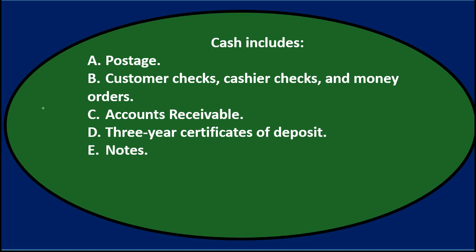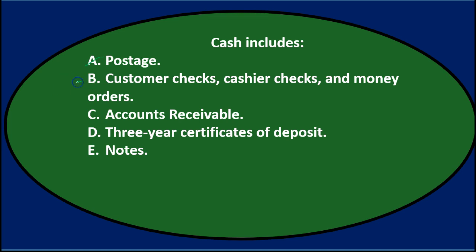Next question. Cash includes A, postage, B, customer checks, cashier checks, and money orders, C, accounts receivable, D, 3-year certificate of deposit, or E, notes. Once again, cash includes A, postage. Now postage is going to be like a current asset, but it's not, of course, cash or even a cash equivalent, even though it's going to be kind of liquid in that we're going to use it soon. Can't use it to pay our bills typically, except to pay postage bills. But anyway, B, customer checks, cashier checks, and money orders.